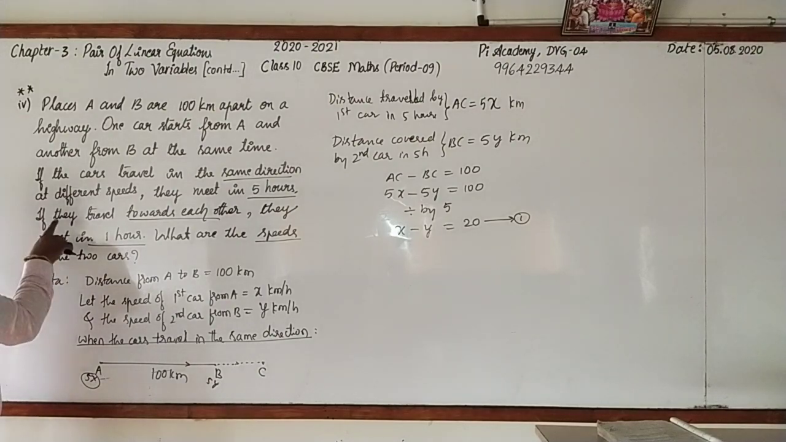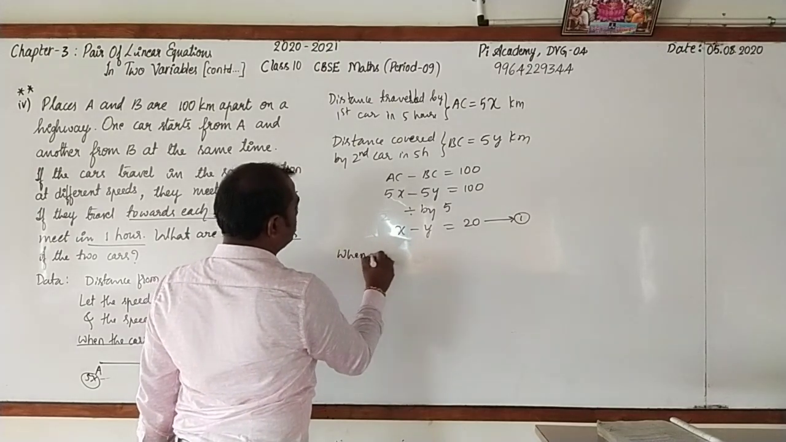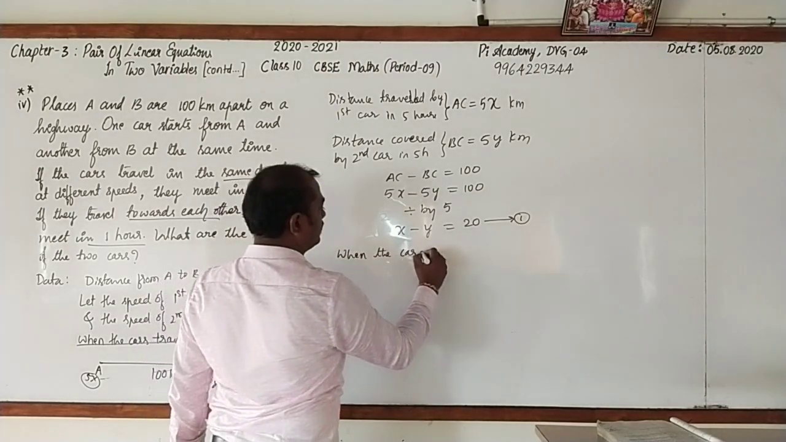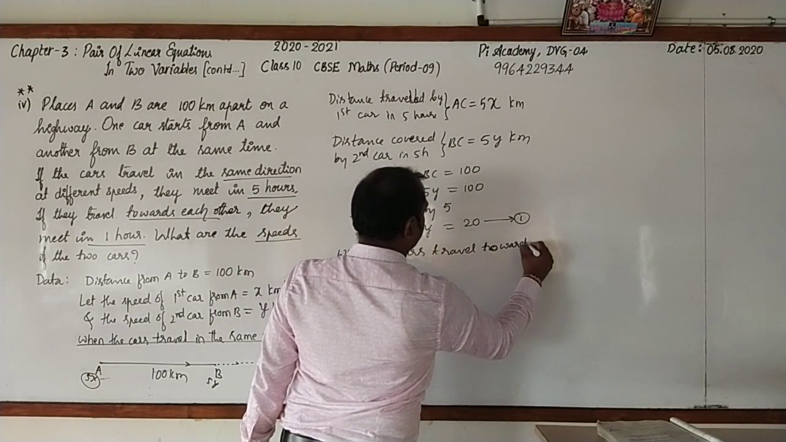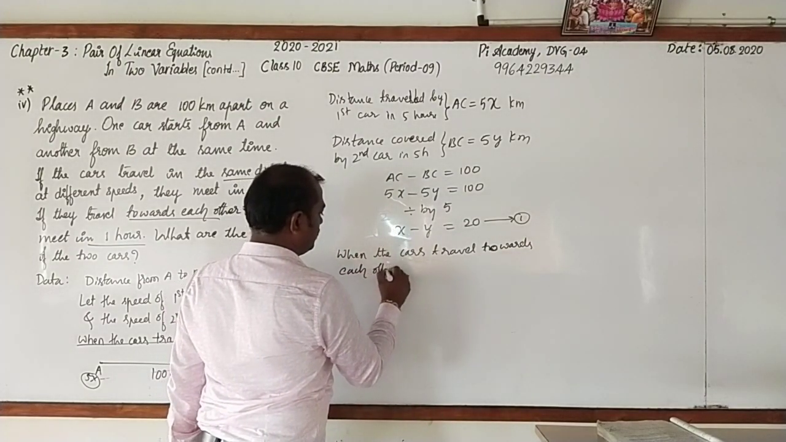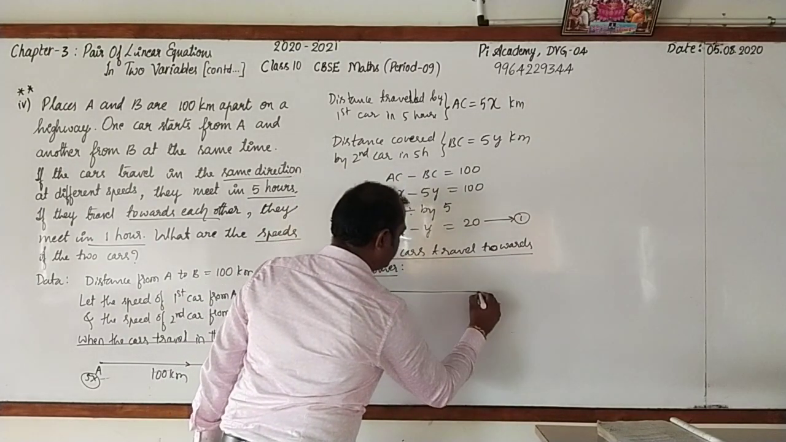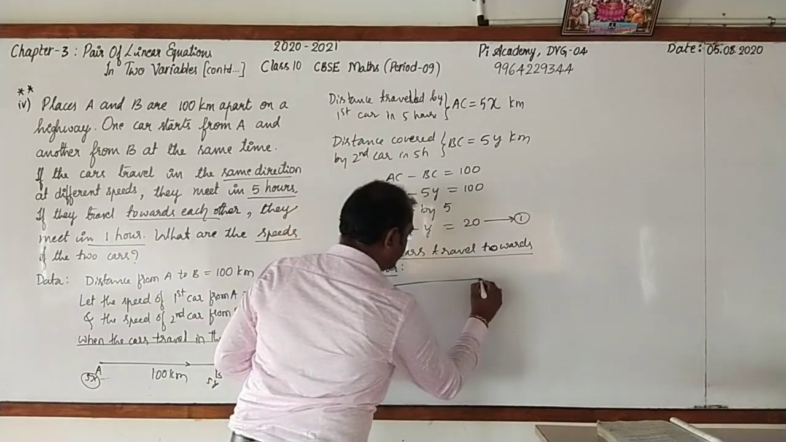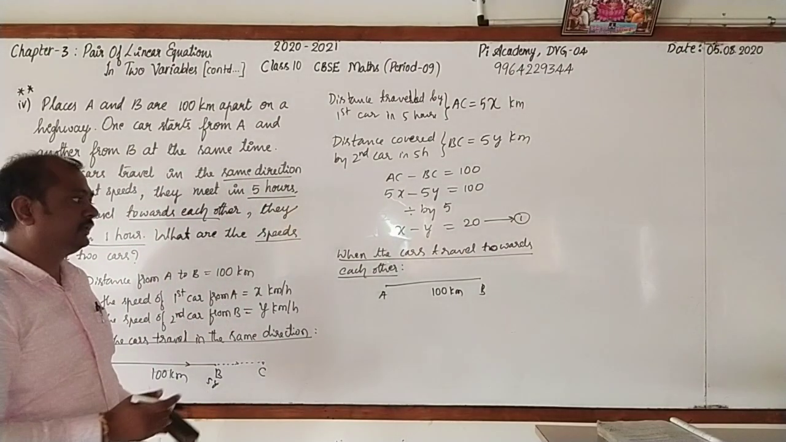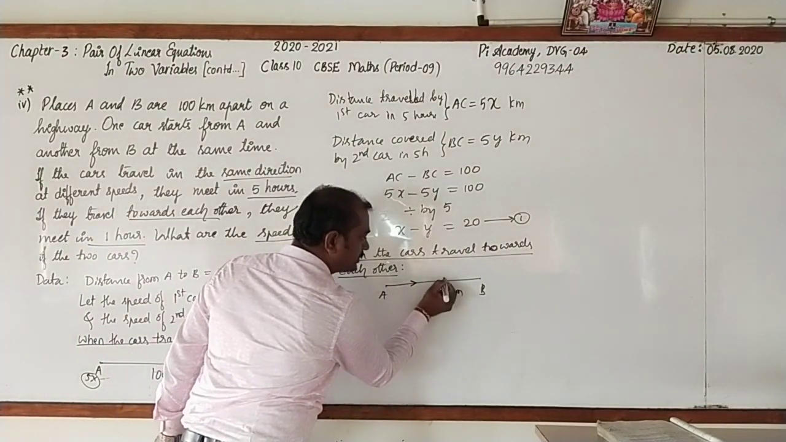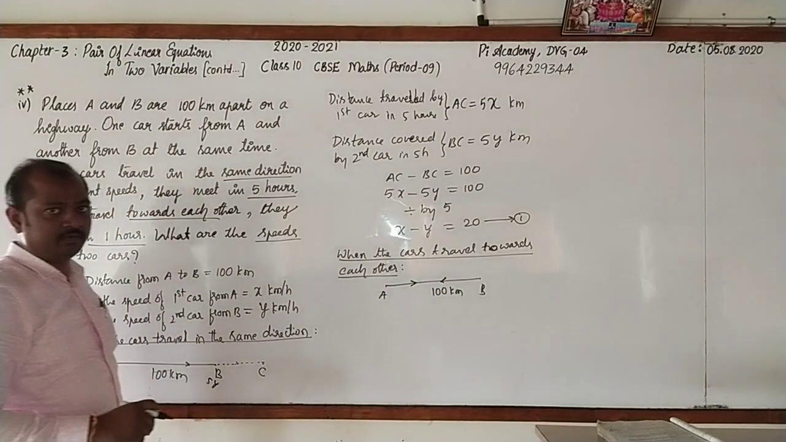Now let's move on to another situation. If they travel towards each other, here I'll write, see that A to B, for your reference only. How much is it? 100 kilometers. Then A is moving towards B, B is also moving towards A. They meet in 1 hour.